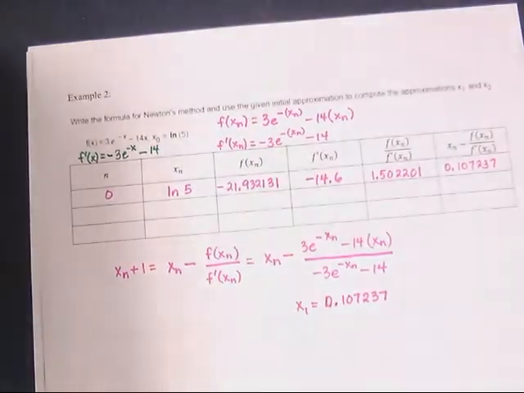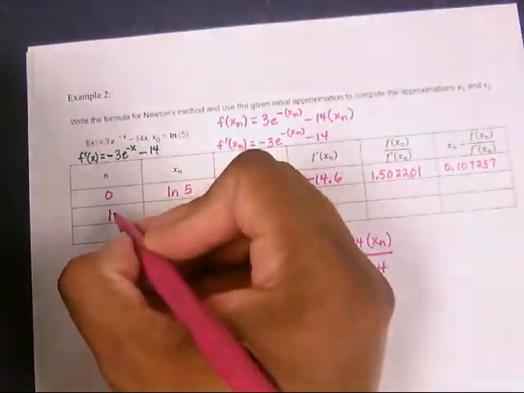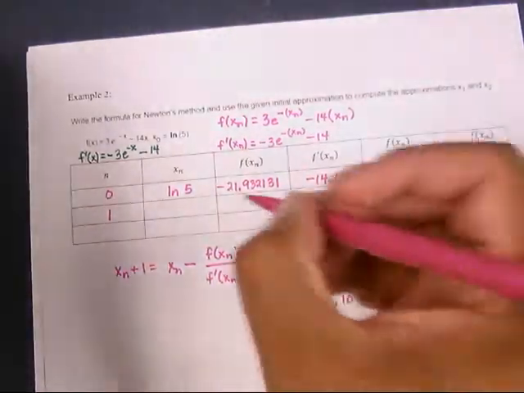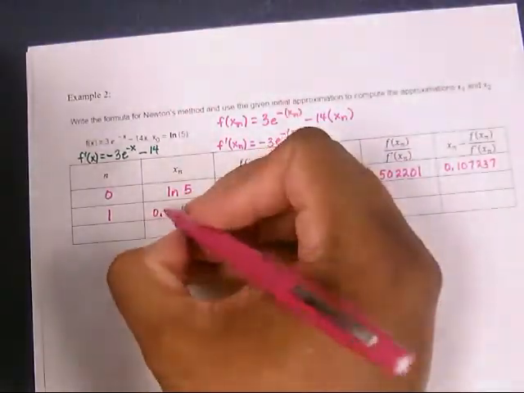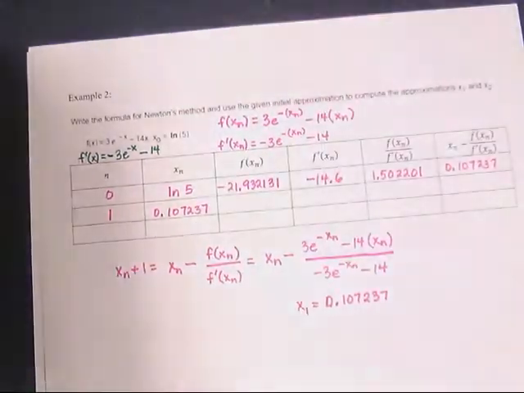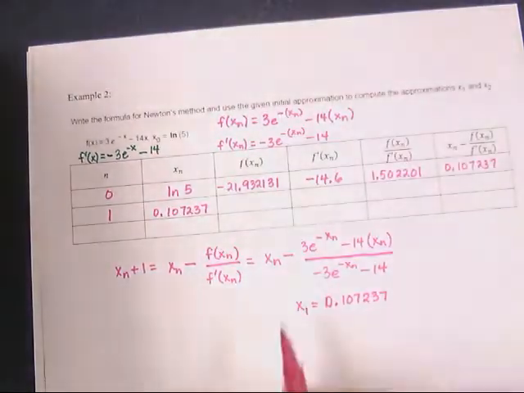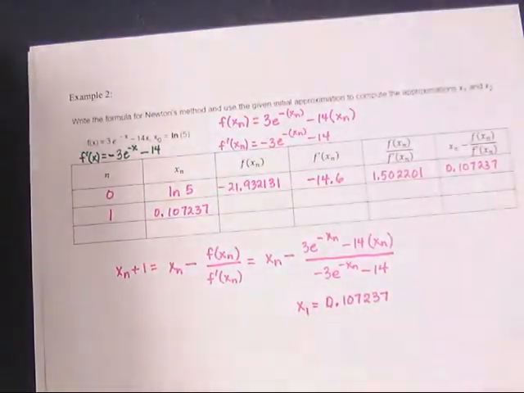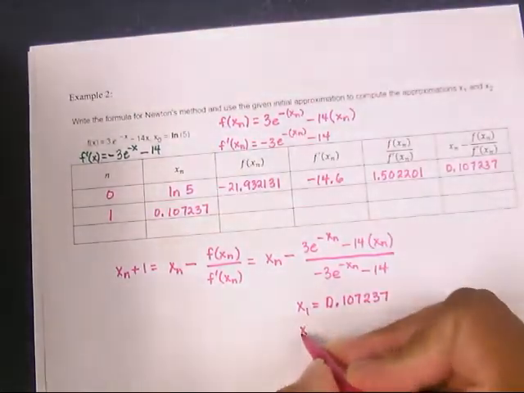Okay. So n is going to be 1 here, and then this will be 0.107237 to 6 decimal places here. And then I'm going to go through that process to come up with what x sub 2 is going to be.